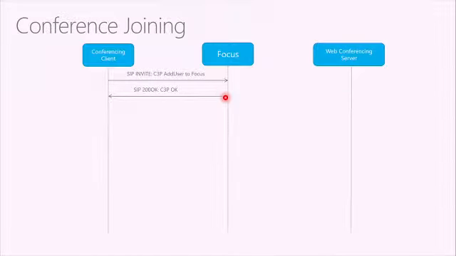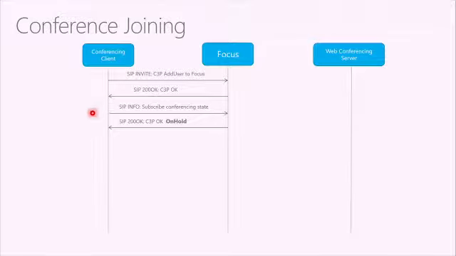I get a response back from the focus saying, okay, got it. You want to join this meeting? Fantastic. Well, let's figure out, first and foremost, that I'm going to join this meeting. Let's do a subscription. That's what this SIP INFO is. Let's do a subscription to conferencing state and see if I can get the roster, right? See if I'm actually allowed in the meeting to see the roster.